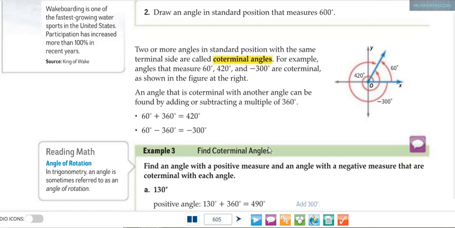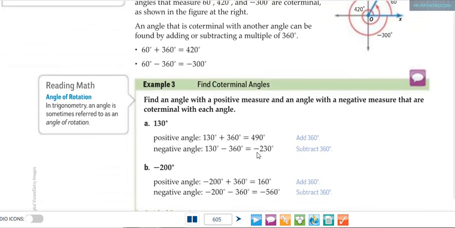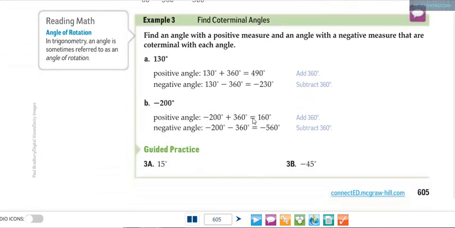Now how can we find coterminal angles? For example, find an angle with a positive measure and an angle with a negative measure that are coterminal with each angle. The idea is very simple. Take the given angle, like 130, add 360, then subtract 360. So if you add 360, it's 490, means it's a positive coterminal angle. If you subtract 360, it will be negative 230, means it's a negative coterminal angle.